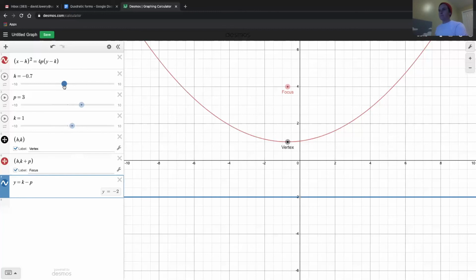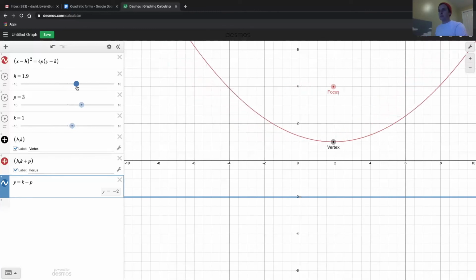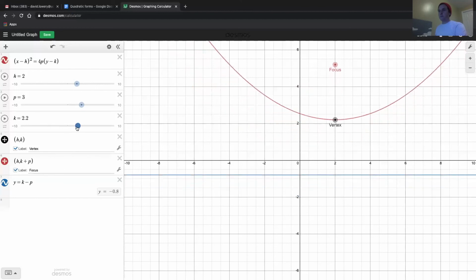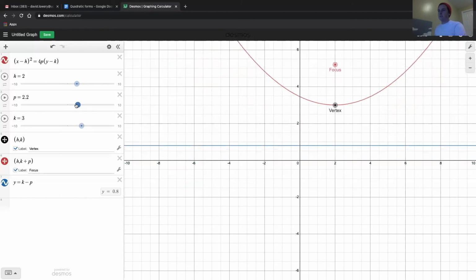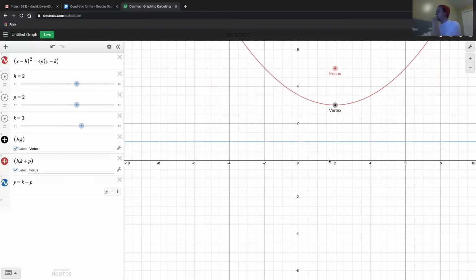Let's change the vertex. Let's do (2, 3). Okay, so now my vertex is at (2, 3), and my p value, let's change to 2. Notice that my vertex is at (2, 3) now. Cool. And the focus is how far away from the vertex? Well, it should be p away. The distance from vertex to focus is called p, right? 1, 2. This graph is going by halves, right? So half, 1, and then 1.5, 2, 2.5, 3.